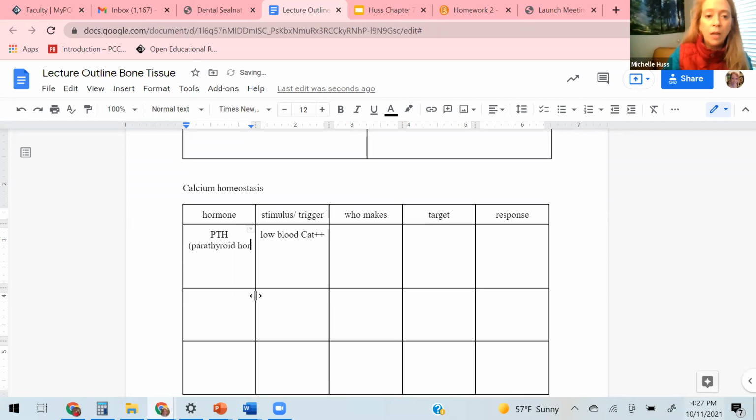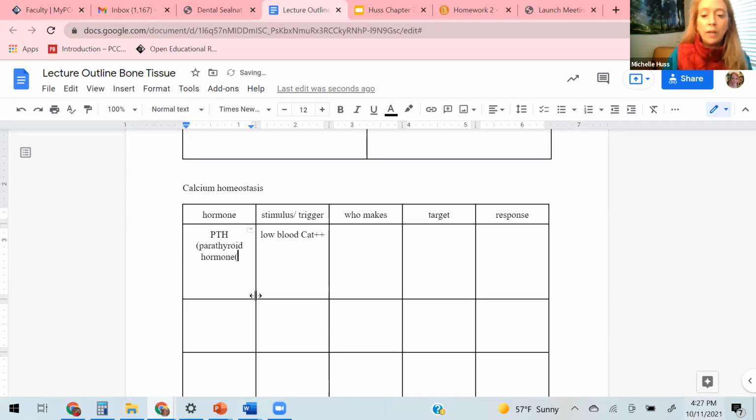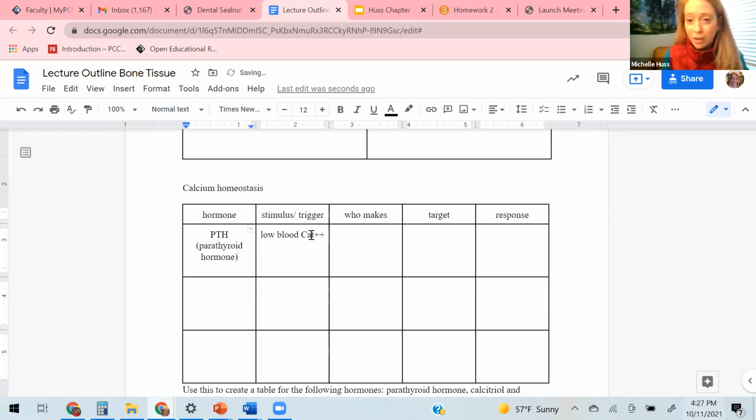You want to write this down because this will be gone sometime soon. I want you to use your words. Who makes it is the parathyroid gland. So the parathyroid gland, let me just explain where it is.